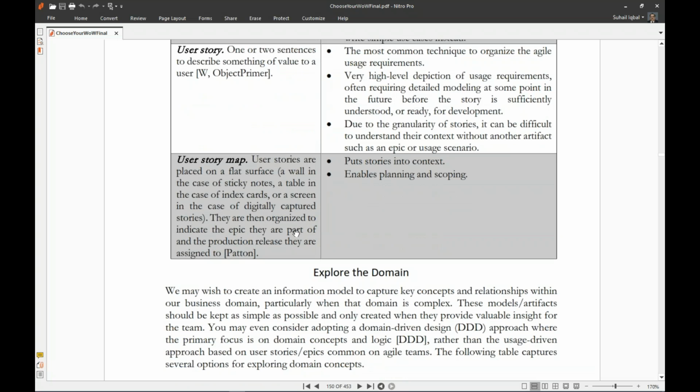Then user story map. User story maps are placed on a flat surface, a wall in the case of sticky notes, a table in the case of index cards, or a screen in the case of digitally captured stories. They are then organized to indicate the epic they are part of and then the production release they are assigned to. So it puts stories into context, enabling planning and scoping.